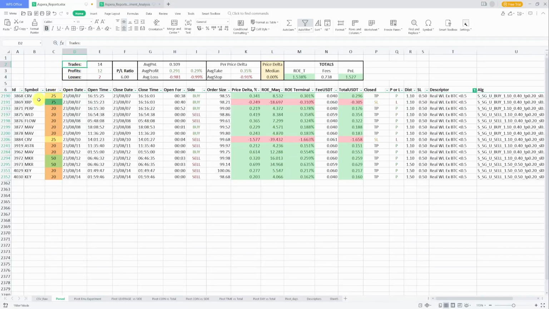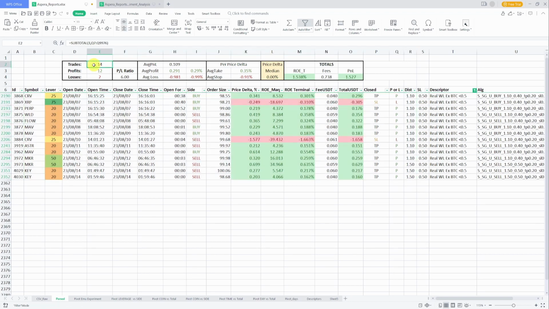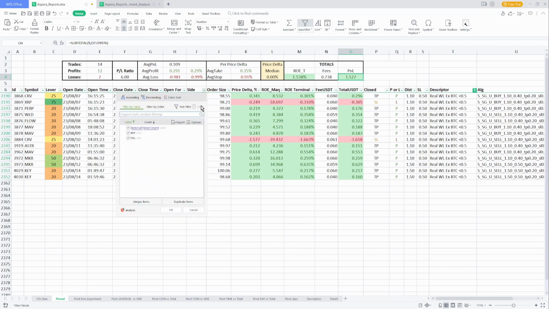Here we are in the spreadsheet. I have filtered only the relevant trades to be shown here. As you can see, we have 14 trades in total, 12 profits and 2 losses. This gives us an awesome profit to loss ratio of 6 exactly. Due to a smaller order size, we do not have that huge of a P&L, but overall it's positive. Let's look at the buy side and the sell side separately.